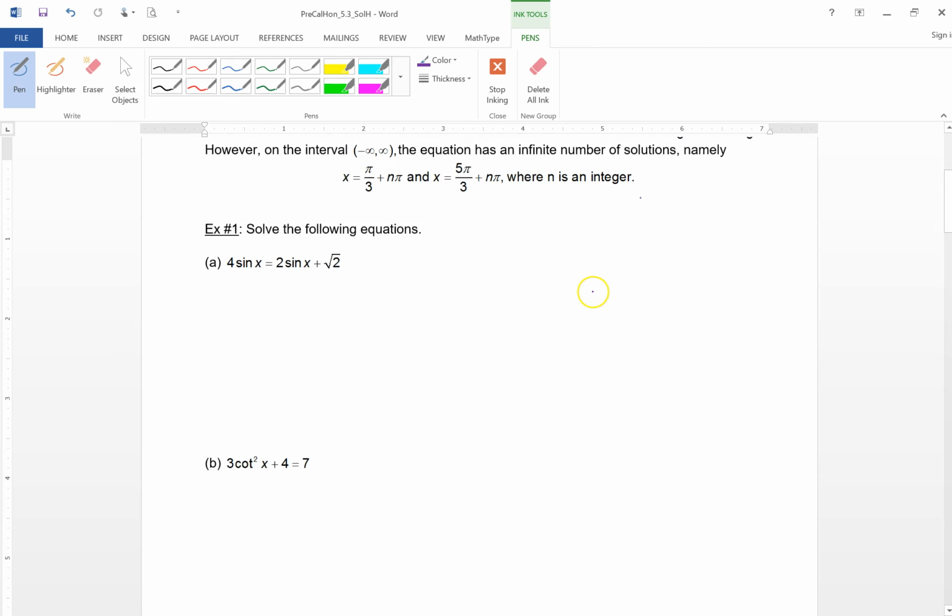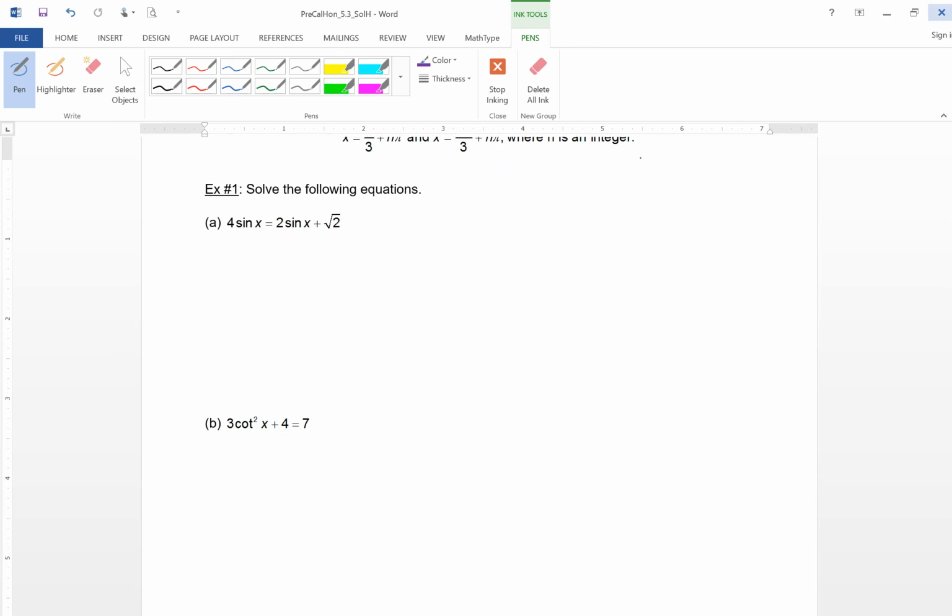So here's our first equation, and we're going to use a lot of algebraic properties to solve this. First I'm going to subtract 2 sine x from both sides. And what we get here is 2 sine x equals root 2. So sine x is equal to root 2 over 2.